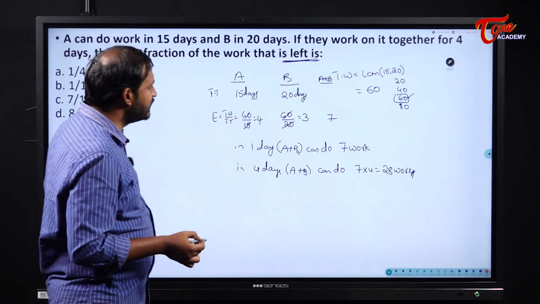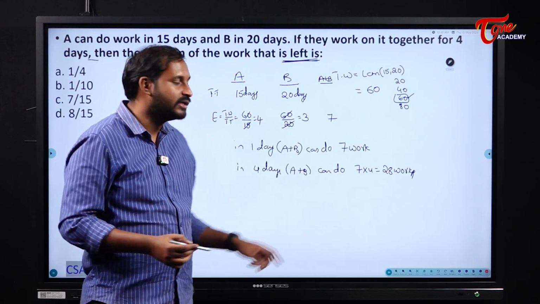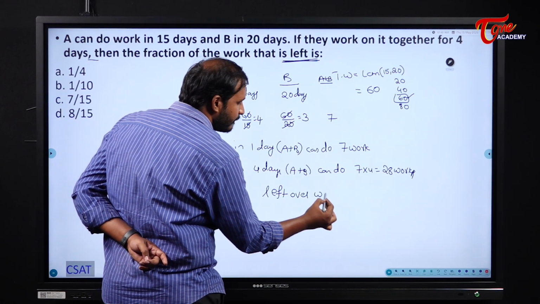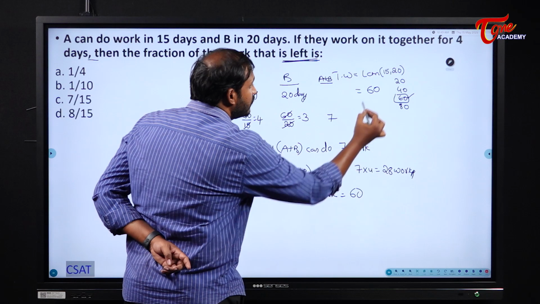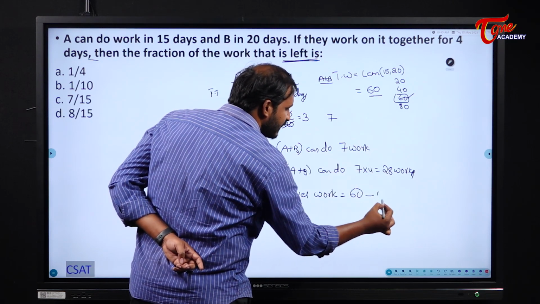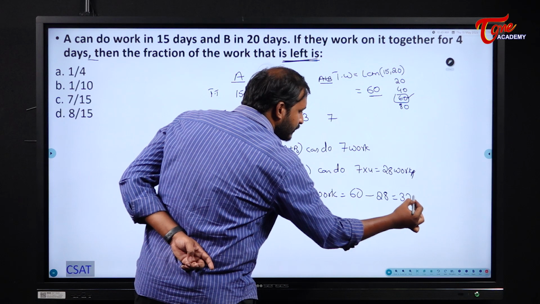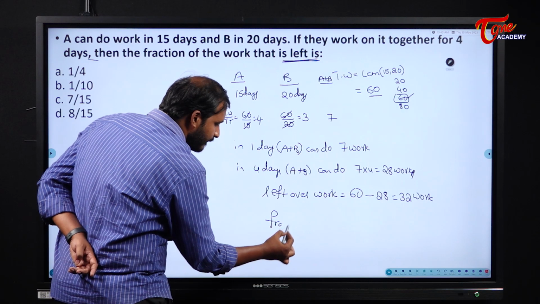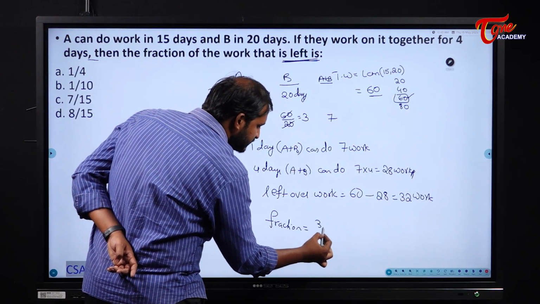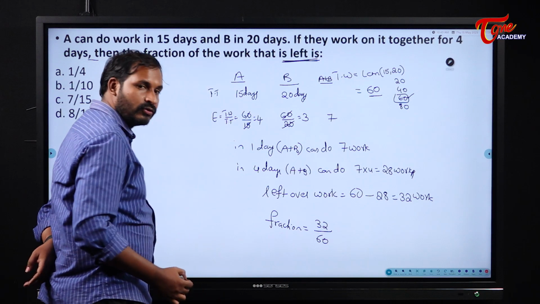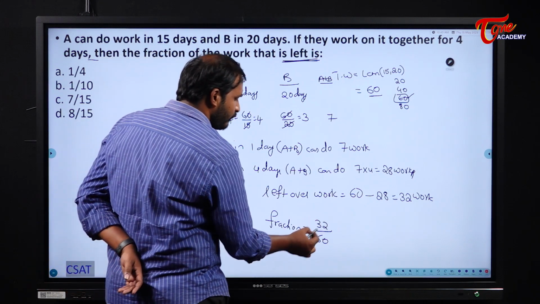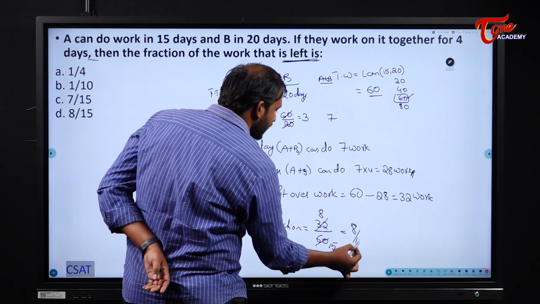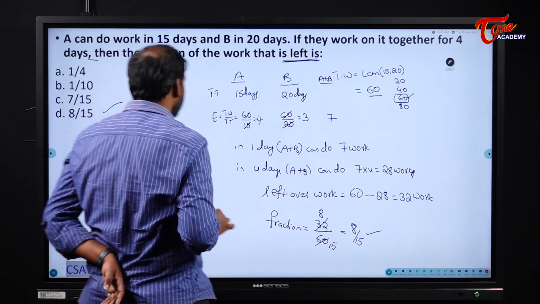What is the total work? Actually 60. And how much work was finished? 28. So what is the leftover work here? Total work is 60, and in that they both finished 28 work. So the leftover work is 32 work. They are asking us the fraction of this 32 work. So fraction is equal to 32 by the total work, 60. So 32 by 60, 4 eights are 32, 4 fifteens are 60. So what fraction of work is left here? 8 by 15.